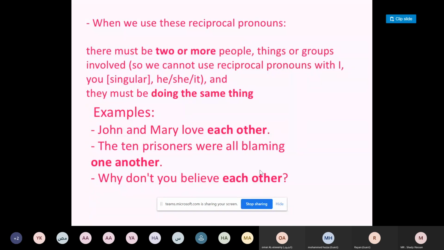Another example: the 10 prisoners were all blaming one another. One another here is a reciprocal pronoun because it links the 10 prisoners.